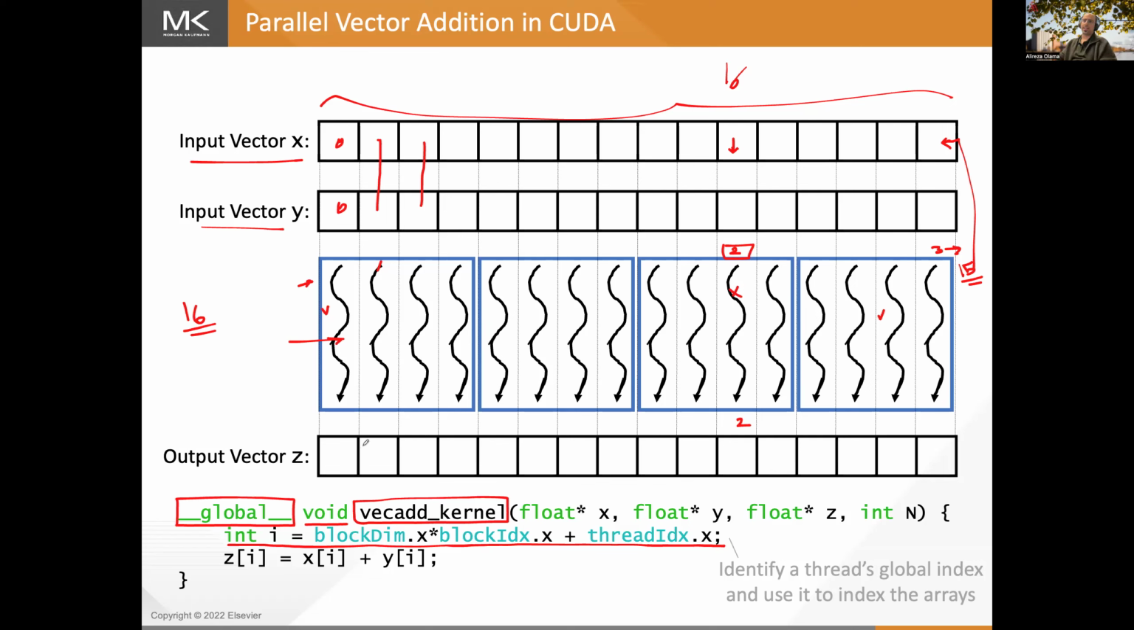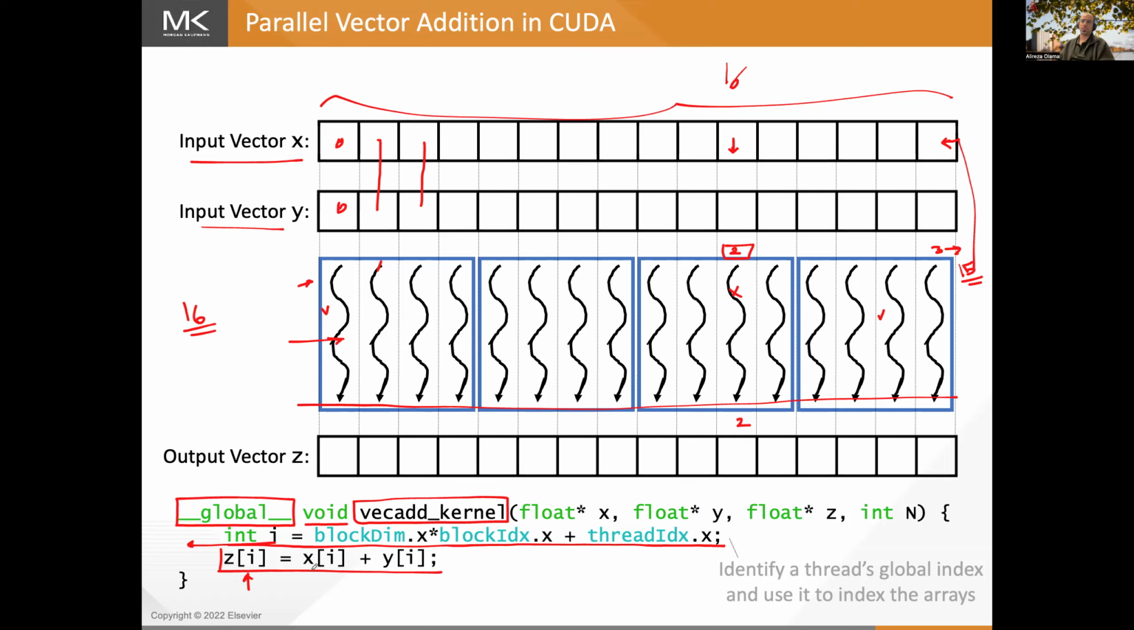The whole function is executed in all of these threads. So all of these threads have access to this function. Each thread identifies the index of the array that it needs to work on using this i. Then it only manipulates that portion of the arrays.